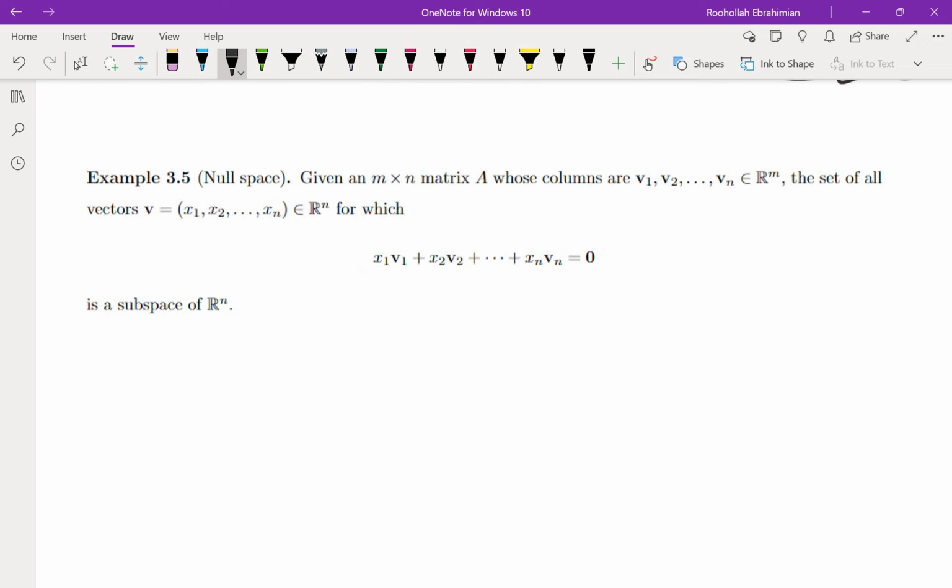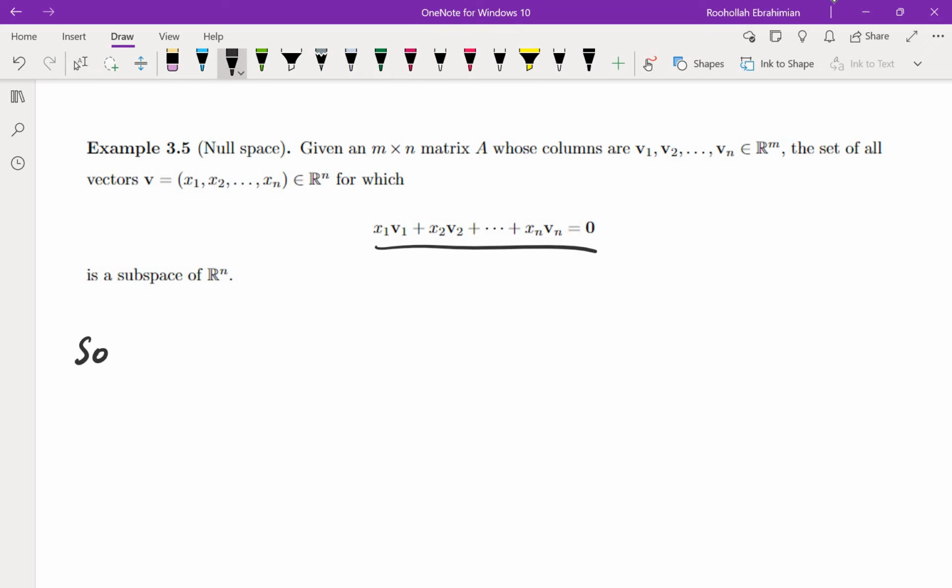Okay, and the last thing we're going to talk about is the idea of a null space. And the null space is given by this expression. So let's say you have a matrix A whose columns are V1 through Vn in Rm. So of course, there are n columns and m rows. That's why V1 through Vn are columns and they're all in Rm. The set of all vectors V of the form x1 through xn in Rn, for which the linear combination is 0, is a subspace of Rn.